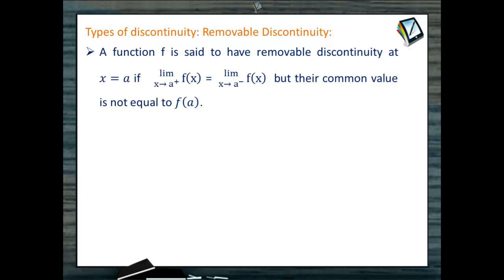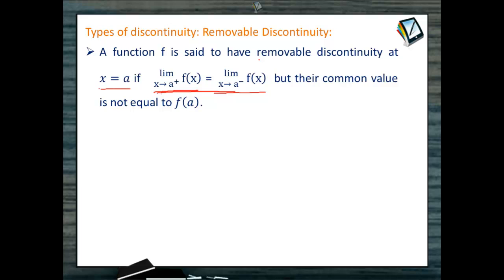Now a function f is said to have a removable discontinuity at a point x equal to a. Now carefully observe this condition. If limit x tends to a plus f of x is equal to limit x tends to a minus f of x, that means your left hand limit is equal to the right hand limit, but their common value is not equal to f of a. This is a case which we are discussing at the time of looking at different options of discontinuities.